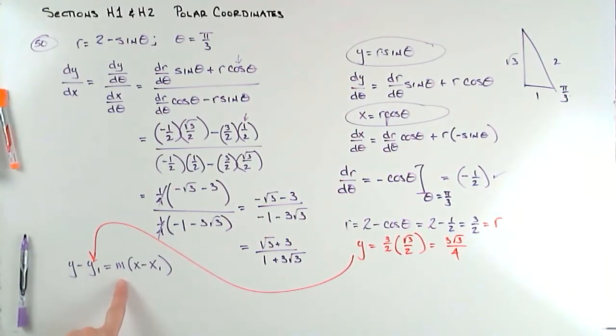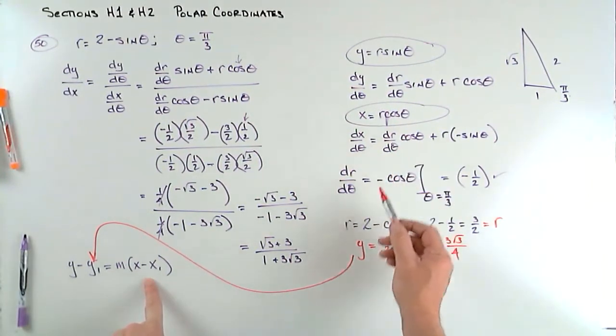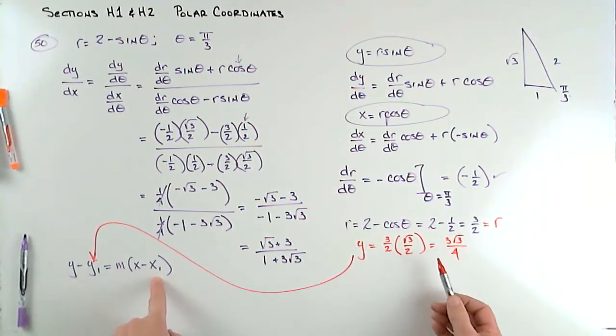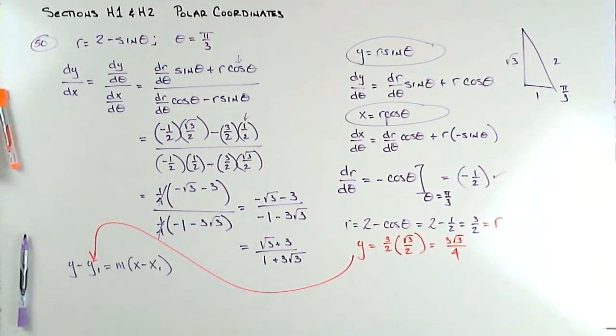We know our slope. We found that. It's right here. This is our slope. And we would use a similar formula, except we would use the formula for x, but a similar approach. We would plug in r and theta there, and we would get our x value. We'd plug them into our point slope formula. We'd have the equation of our tangent line. All right.